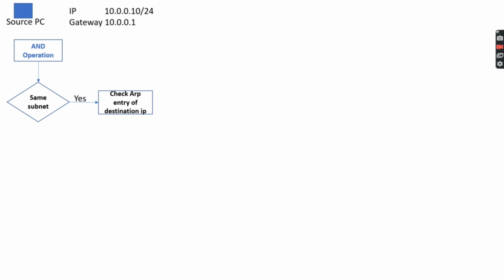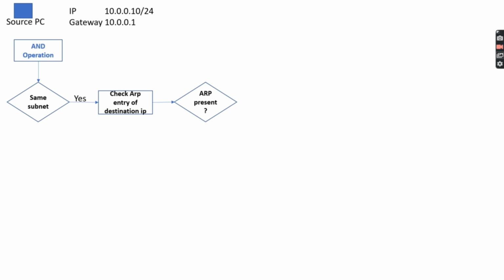Now after the AND operation, the source PC found out they are in the same subnet. It is checking the ARP cache. Is the ARP entry present or not? Now what is the purpose of ARP? ARP is going to tell you the corresponding MAC address for an IP. Let's say you have pinged 10.0.0.20. Now, in order to send the ping packet, the ICMP packet, the destination MAC should be present in your ARP table.